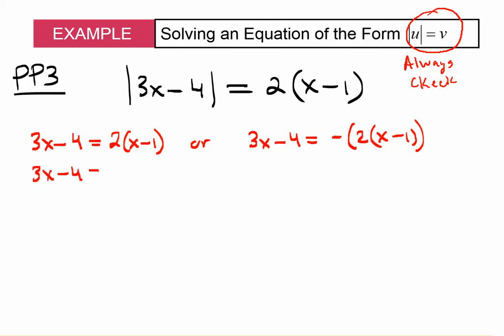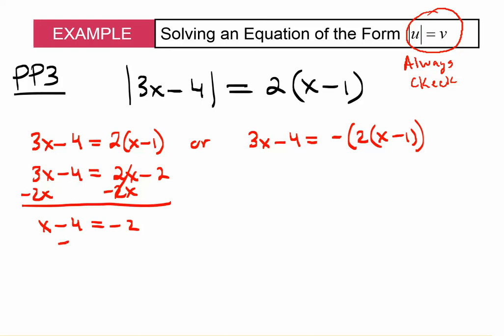Alright, in this case, I'm going to start it as well here, distributing the 2, subtracting 2x from both sides, and that should give us x minus 4 is equal to negative 2. Adding the 4 to both sides, eventually we get x equals 2.